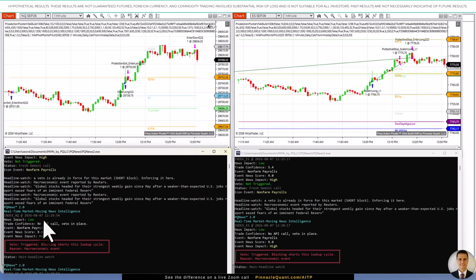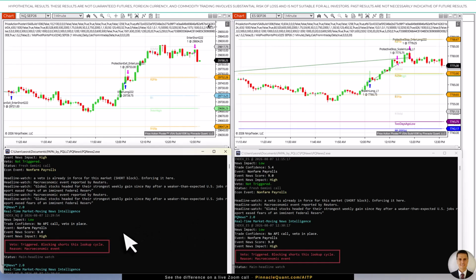Look at this. 12:29, okay? At 12:29, 54 seconds. That trade entered before then. It was right there. So remember I was saying 12:29 before it hit 50. That's almost 12:30. So right after it entered, you guys, we got a block. Doesn't mean this is accurate, but let's see why I blocked it. Force this market short block, macro event. Global stocks headed for their strongest weekly gain. That's why. You got headline news that blocked it.